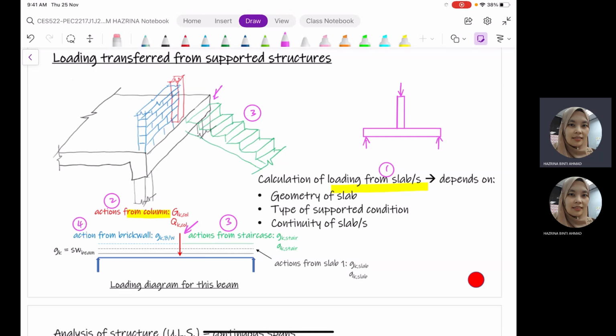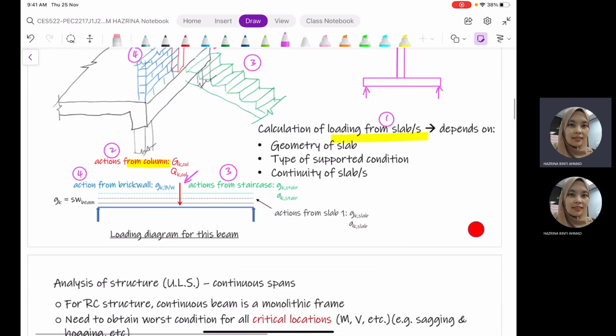For example, you can see here that we have the brick walls. When the brick wall is sitting there, you need to consider the thickness and also the density of the type of bricks that we are using, because we have a variety of types of bricks. We have clay bricks and also lightweight bricks, so you need to consider what type of bricks we will be using for our construction. These are examples of loadings that will be transferred to the supported structures.